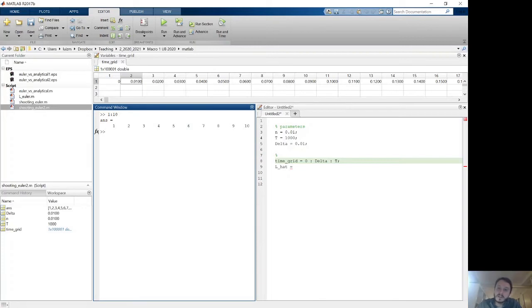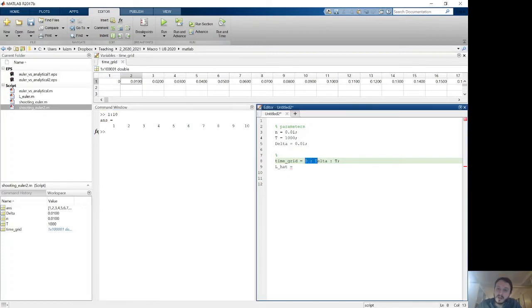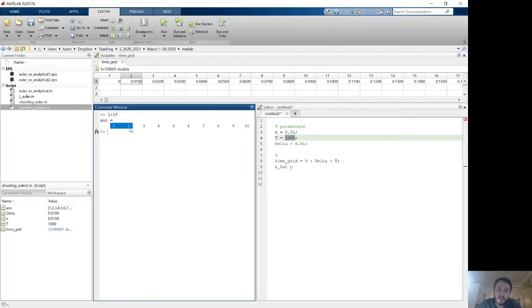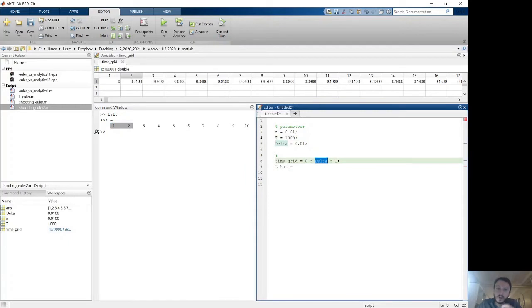I am using this here. I want to create a vector that has 0, 1, 2, 3 up until 1000. But I don't want the difference between the two numbers to be 1. I want it to be delta. Okay? So that's why I write it like this.